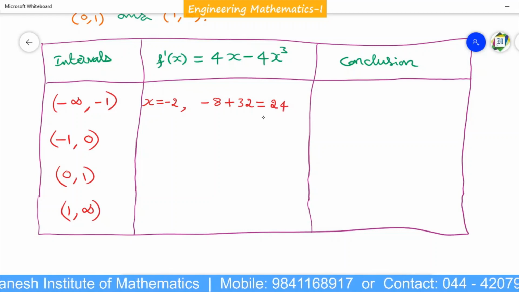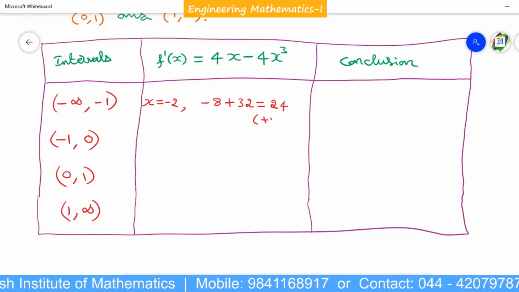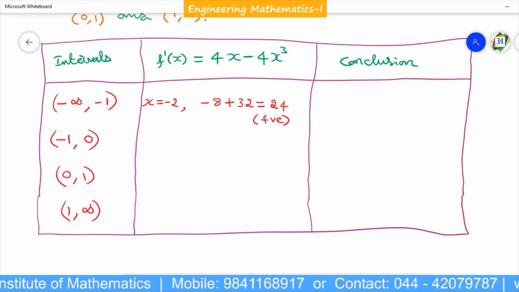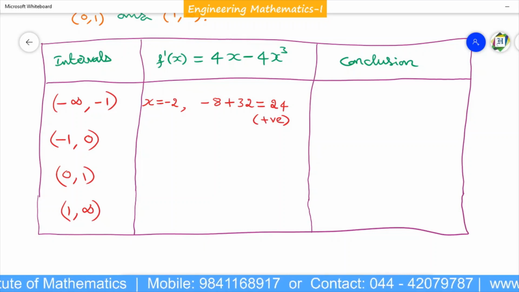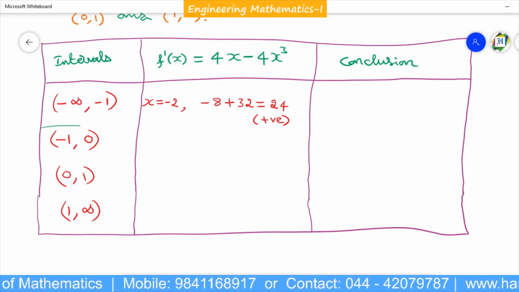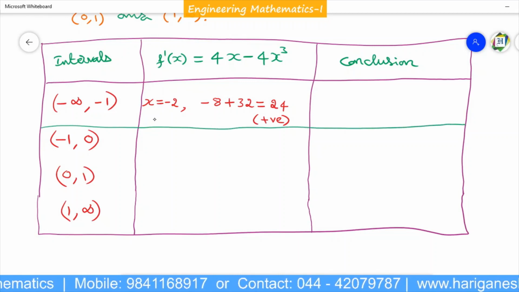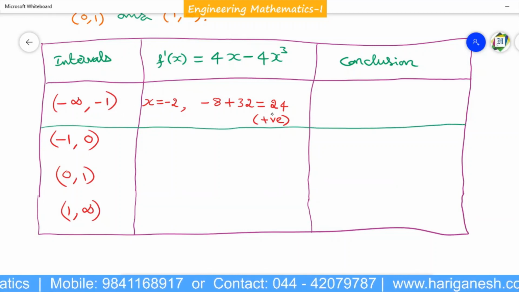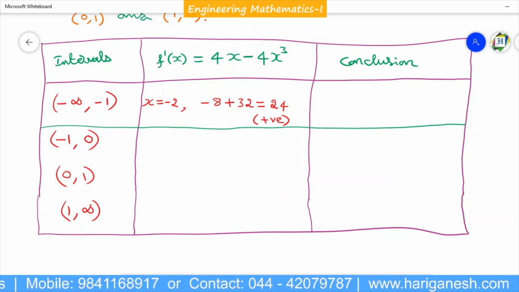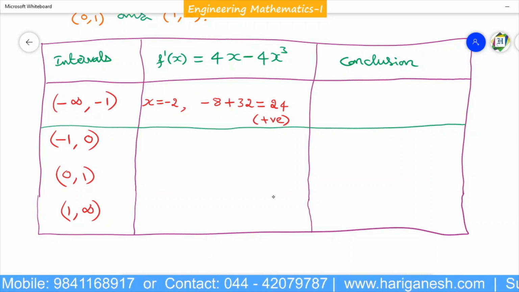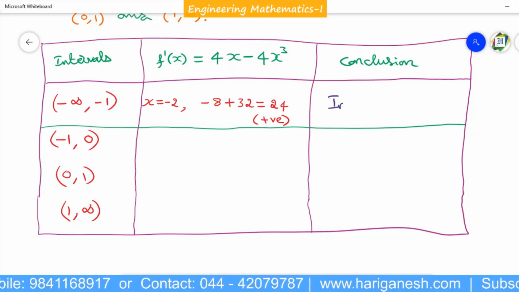This is positive. So I want only positive or negative; I don't bother about the values. Okay. So now I am getting positive for the interval minus infinity to minus 1. Positive means the conclusion is increasing.